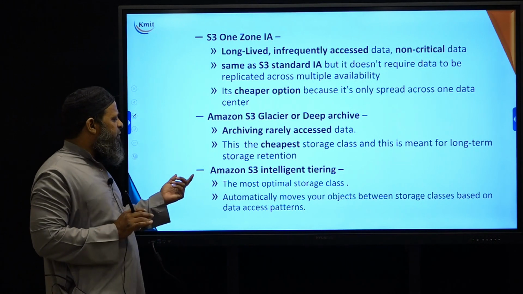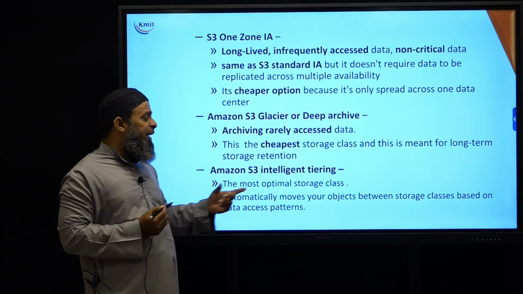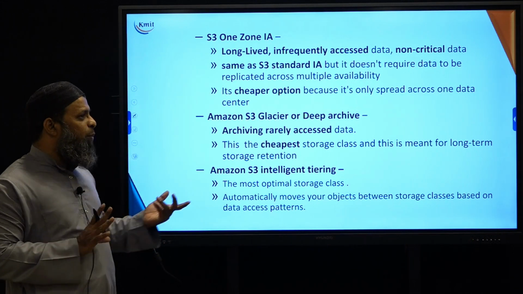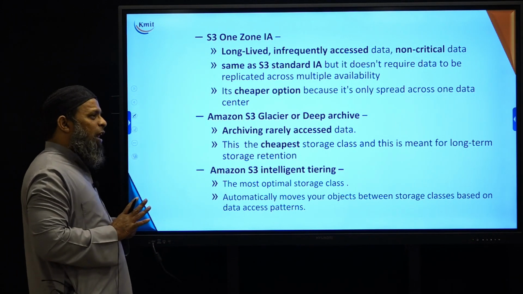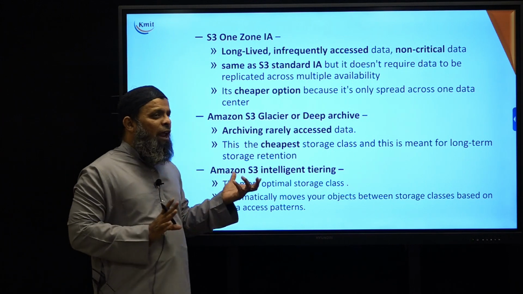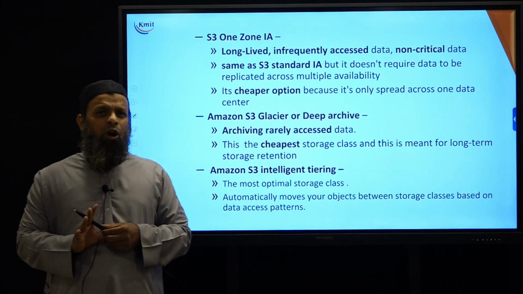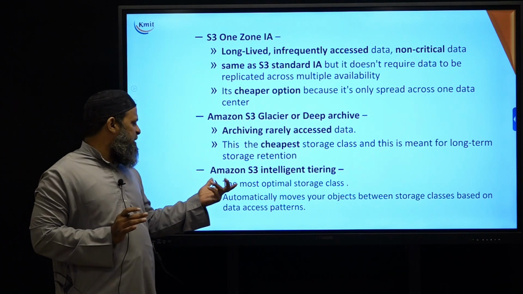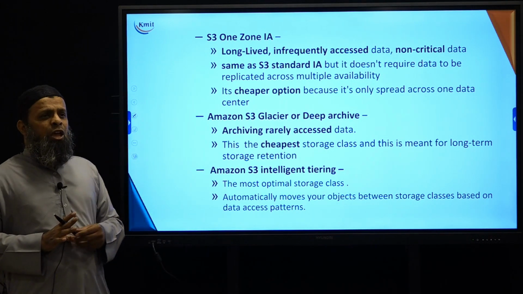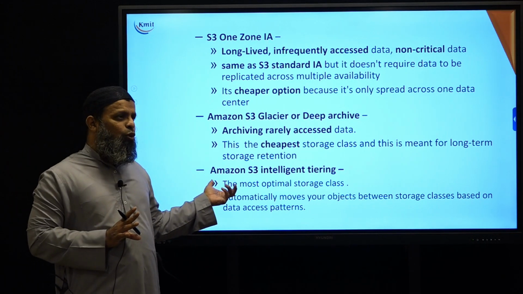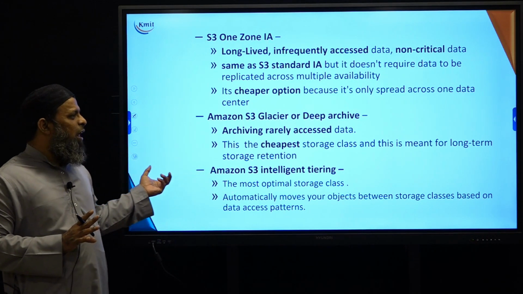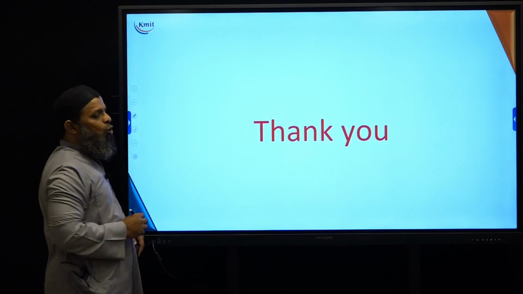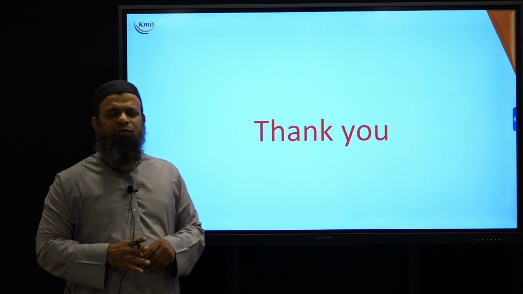Next, finally, we have something called Amazon S3 Intelligent-Tiering. This is an optimal storage class. Based on your requirement, it decides what type of storage you want. It moves your objects between storage classes based on data access patterns. So it is intelligently doing so, and this is the optimal storage class which you can use. So, these are all the storage classes which we have.